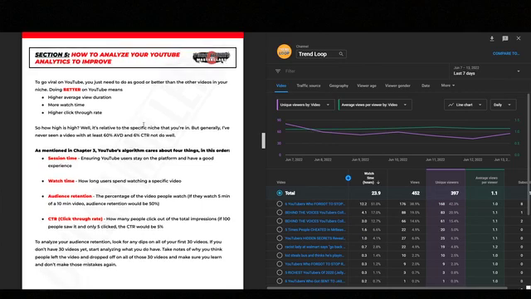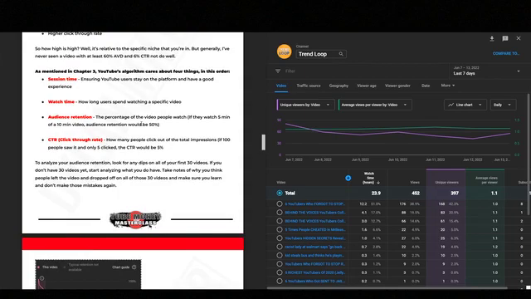And as mentioned in chapter 3, YouTube's algorithm cares about 4 things in this order. Number 1, session time, right? Making sure YouTube users stay on YouTube and have a good experience. Number 2 is watch time, that's how long users spend watching a specific video. Third is audience retention. This is the percentage of video people watch. So if they watch 5 minutes of a 10-minute video, the audience retention would be 50%. And click-through rate, right? How many people click out of the total impressions? So if 100 people see it, but only 5 clicked, that click-through rate would be 5%.